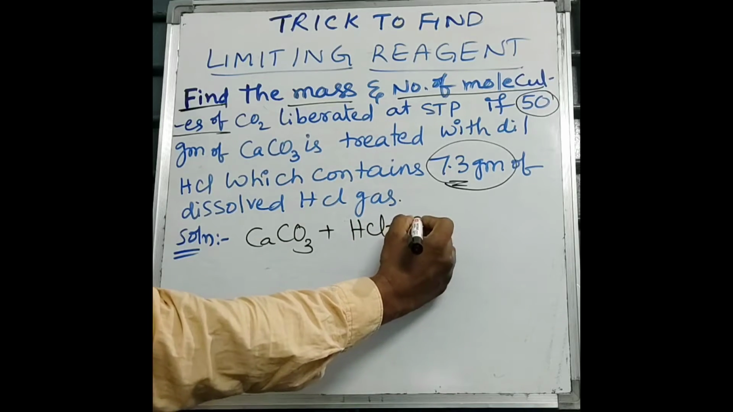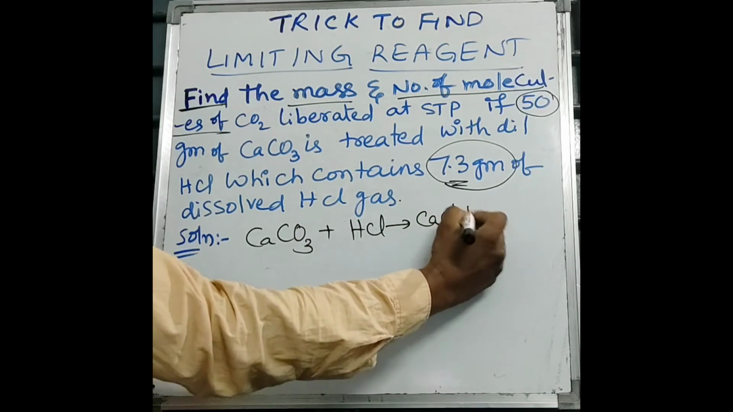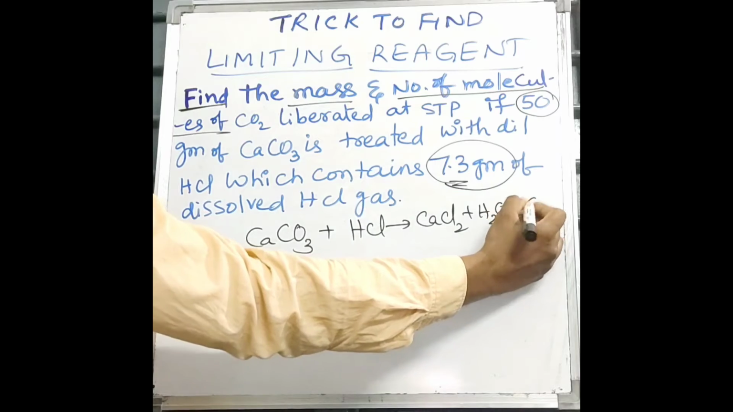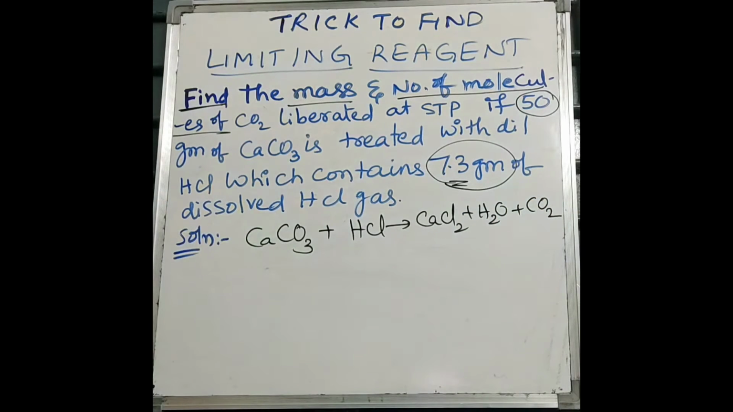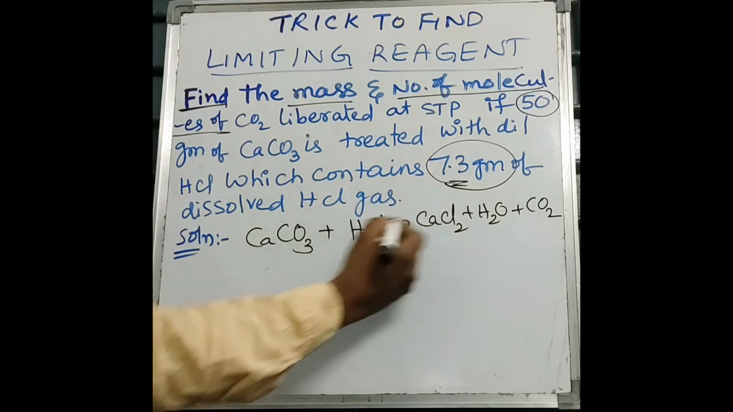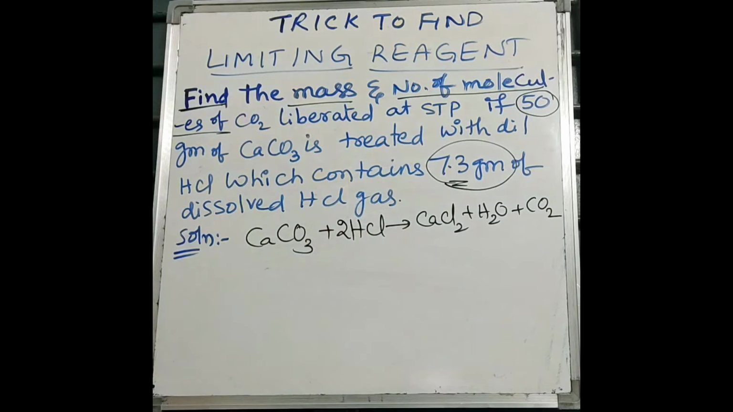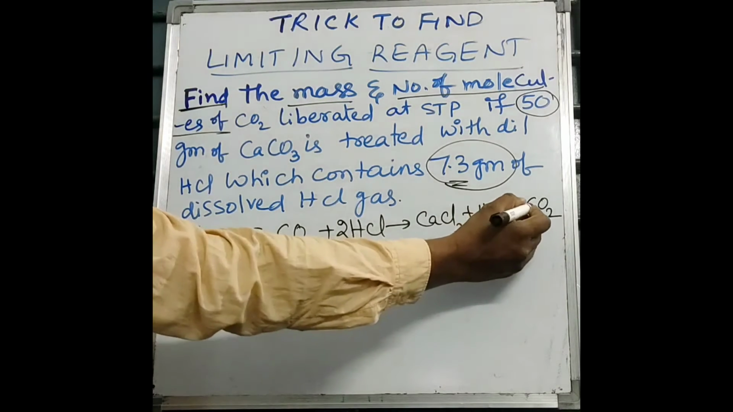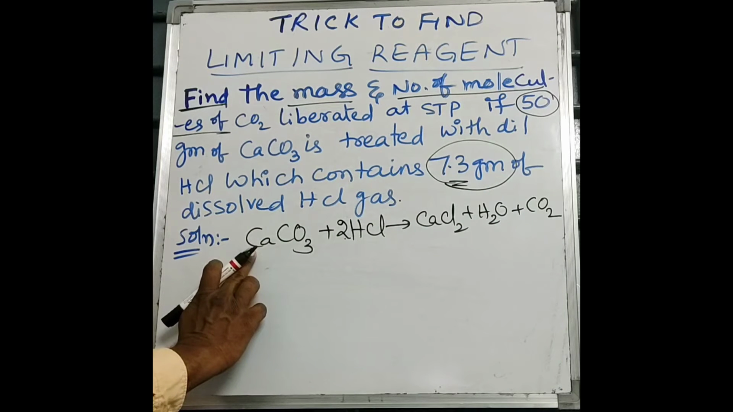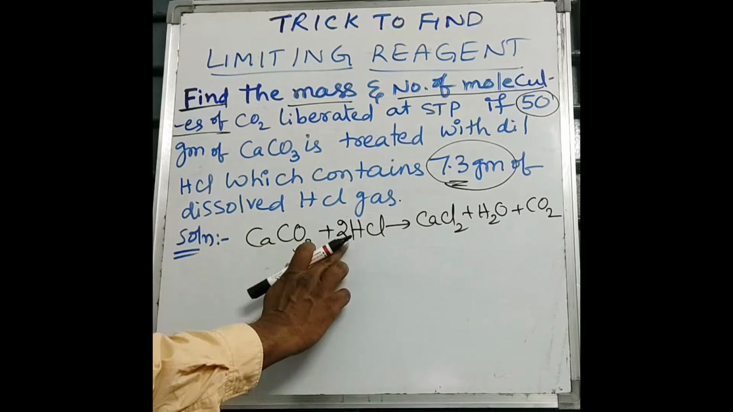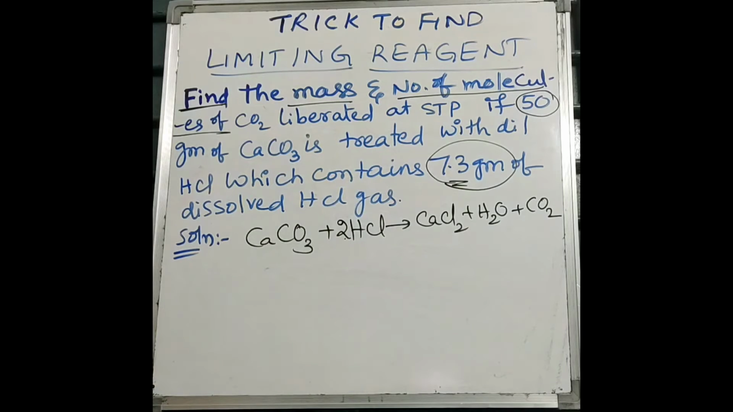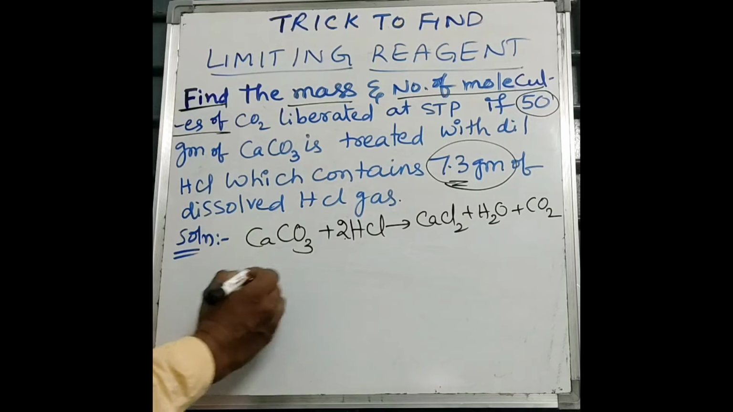to form calcium chloride, water and CO2, carbon dioxide. In order to balance this equation, 2HCl comes. So here 1 mole, 2 mole, 1 mole. 1 mole of calcium carbonate is reacting with 2 moles of hydrochloric acid to form 1 mole of carbon dioxide.